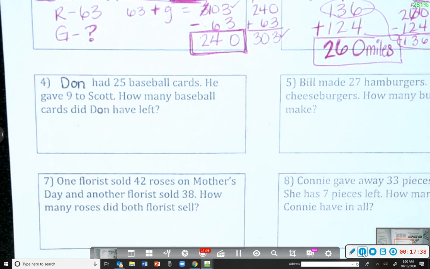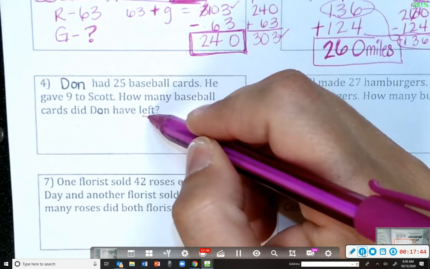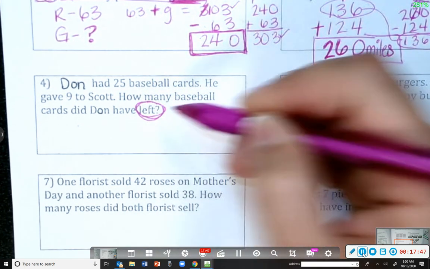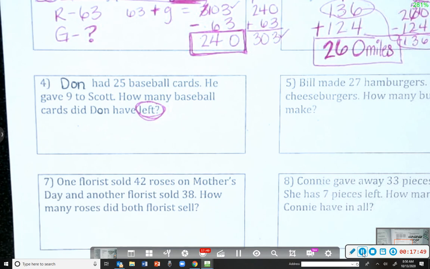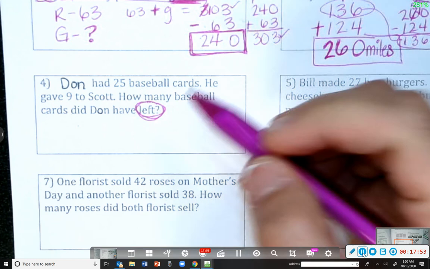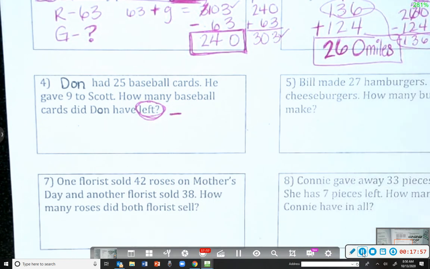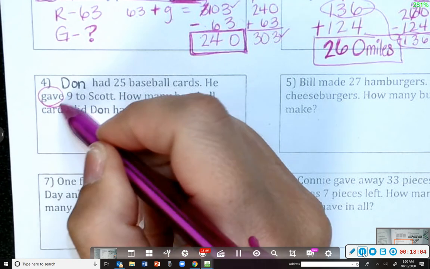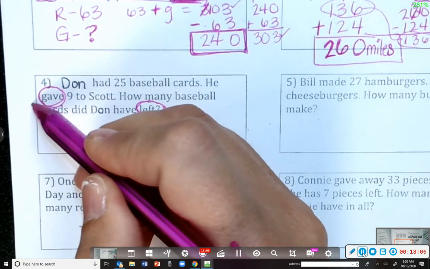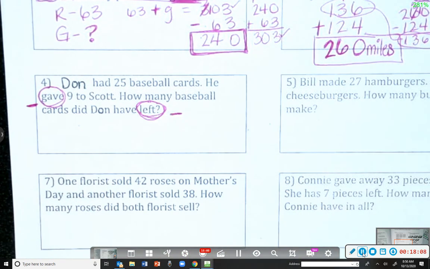Okay, so IPAC, what's the important information? Left. Left, Kelsey says. Why is left important? Because it is a keyword. Keyword for what? Subtracting. Good, very good. Subtracting. Is there another word in there that kind of gives you a hint, Aaliyah? Gave. Very good. Gave. If I'm giving something away, then I have to take that away by subtracting.